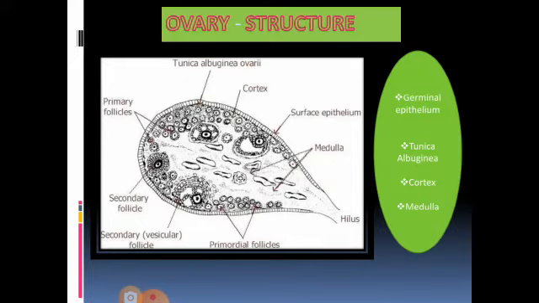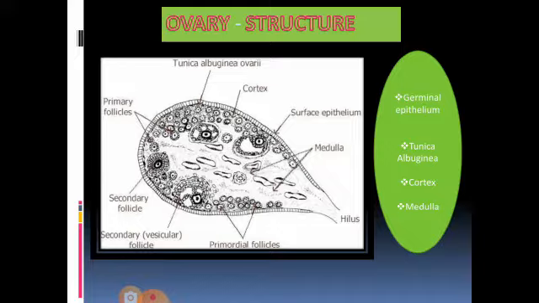You see, germinal epithelium is nothing but surface epithelium. It is the outermost layer which covers the ovary, which is made up of simple squamous and cuboidal cells. What is the role of this? This germinal epithelium forms the oogonia in the fetus. Let me explain about oogenesis, then you will understand the role of this germinal epithelium.